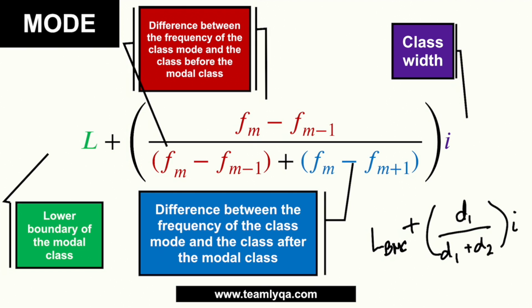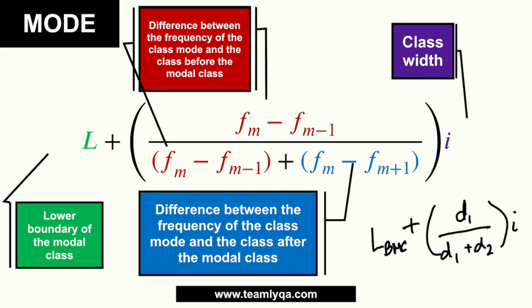Ang ibig sabihin niyan is that L is yung lower boundary of the modal class. I'll show you later. Pero basically, kung ano yung class na pinakamarami ang frequency sa loob, kukunin mo yung lower boundary niya. Basically, we do that by subtracting 0.5 doon sa lower limit. I'll show you that later din. Tapos, ito namang F sub M is yung frequency ng class mode. Tapos, ima-minus mo sa kanya or subtract mo sa kanya yung class before the modal class. So, yung bago siya. Yung parang sinusundan niya na modal class, kung ilan yung frequency doon.